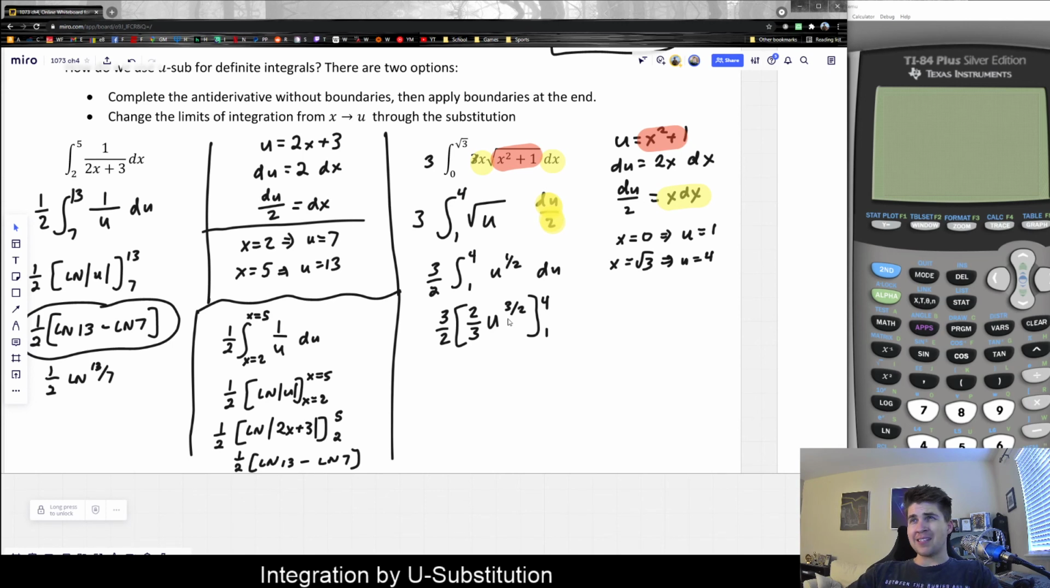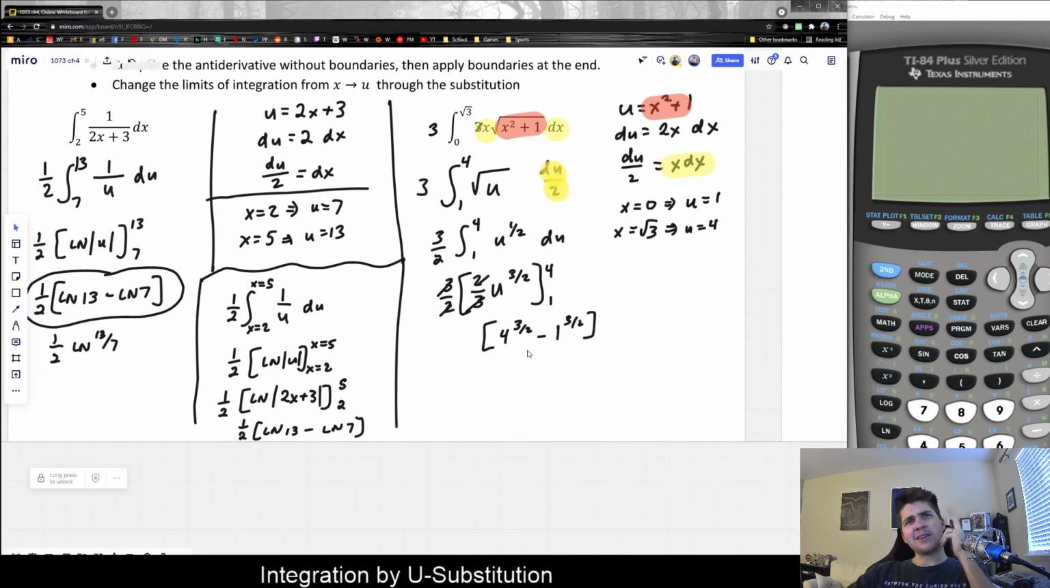So after solving this antiderivative and dropping the reciprocal, notice that 2/3 and 3/2, well, those are just going to cancel each other out and make 1. So I end up just getting u to the 3/2 evaluated from 1 to 4. So that would give me 4 to the 3/2 minus 1 to the 3/2. And the 3/2 power is the same as the square root cubed. The square root of 4 is 2, cubed is 8. And 1 to any power is always 1. So here I'm actually just going to get 8 minus 1, or 7.